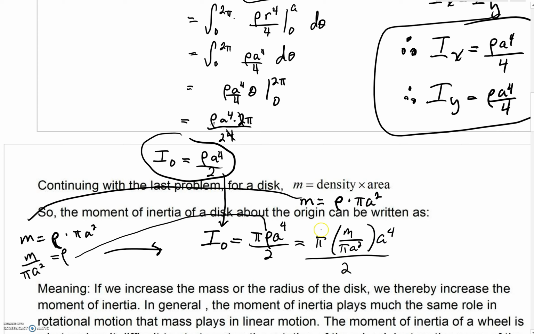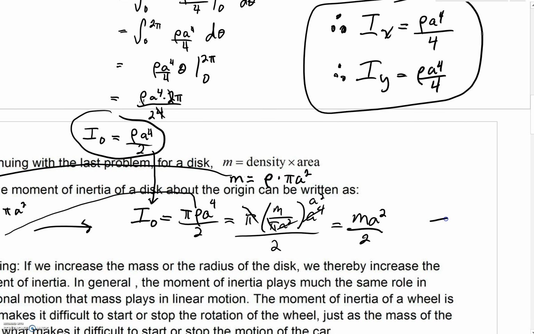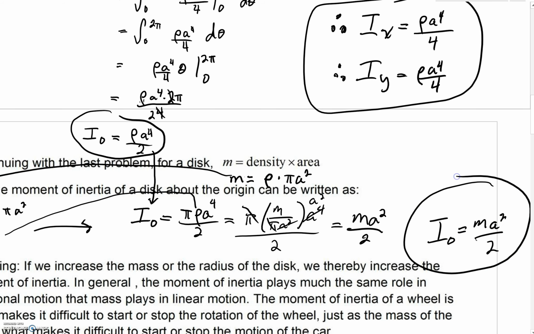And look what we can do. These pi's are going to cancel out. A squared cancels a to the fourth, leaving you with a squared. So that's going to leave you with m a squared all over 2. I'm going to rewrite that and just let you look at that. That polar moment of inertia is m a squared, a is the radius of the circle, all over 2.